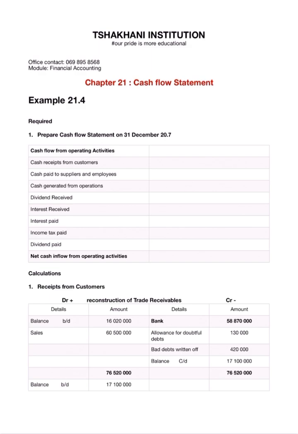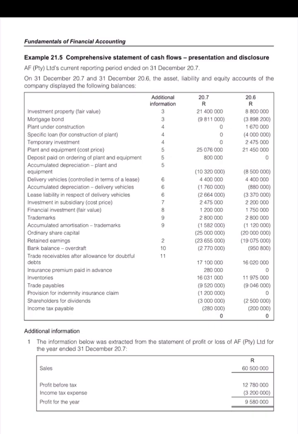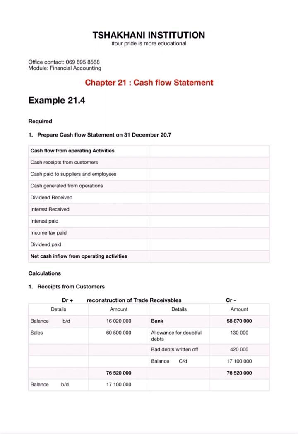So when you go to the activity, the example 21.4, we have the balance at the beginning. Let's go to the activity. The balance at the beginning, you can see on the trial balance there, the trade receivables after allowance for doubtful debts. We have balance at the beginning 16,020,000. Balance at the end is 17,100,000, and then we took those balances to the T account. We put balance brought down of 16,020,000, and then we put the balance brought down there as 17,100,000, and then we take it back to be balance carried down as 17,100,000.